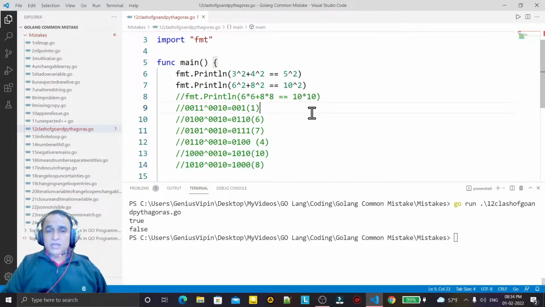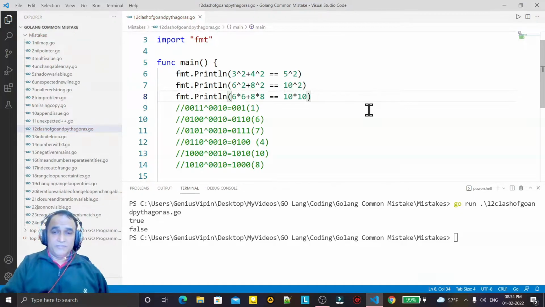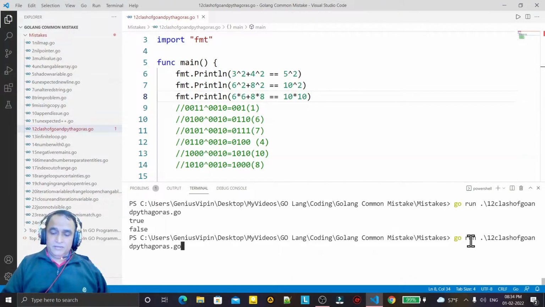So how can we achieve the power? Simple, we have to use multiplication like this. So 6 into 6, 8 into 8, 10 into 10, because it's a power of 2. So 2 times we are doing multiplication by using the multiplication operator. And here if I run it, you see we have true.